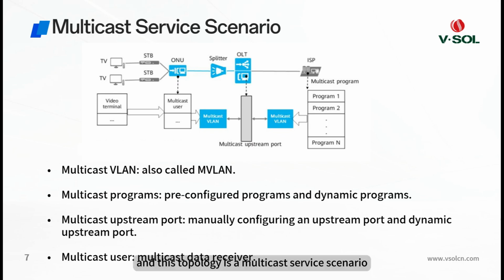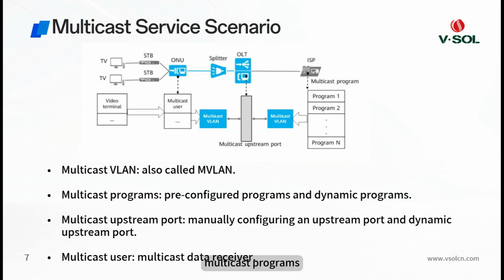And this topology is a multicast service scenario. You can see the process of users applying for a program from an ISP. This process involves some multicast-defined parameters. Multicast VLAN, also called MVLAN. Upstream devices only need to send a multicast data to devices configured with multicast VLAN, and then the devices copy and distribute it to different user VLAN with the same multicast requirements.